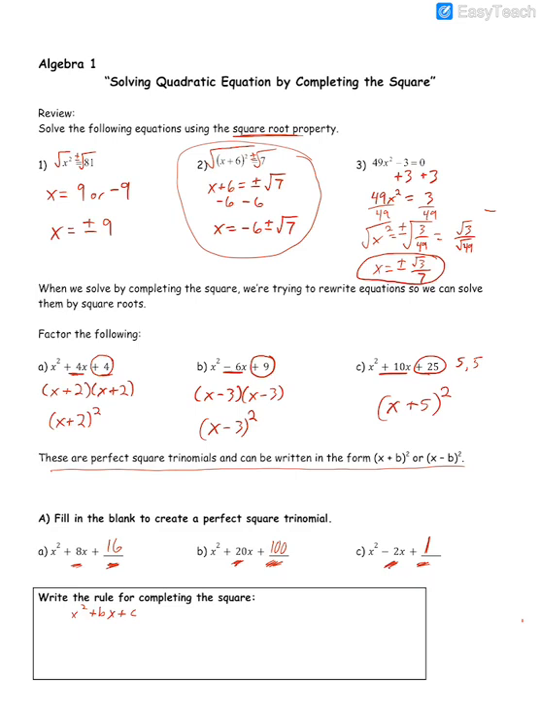You cut it, and you square it. That's what I like to say. You cut it, you square it.